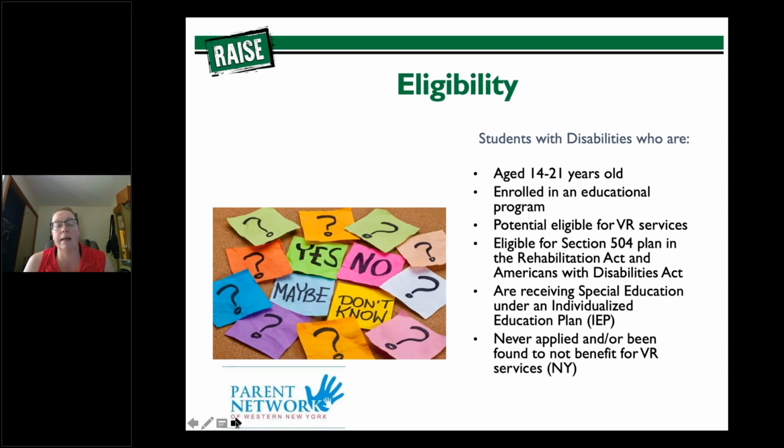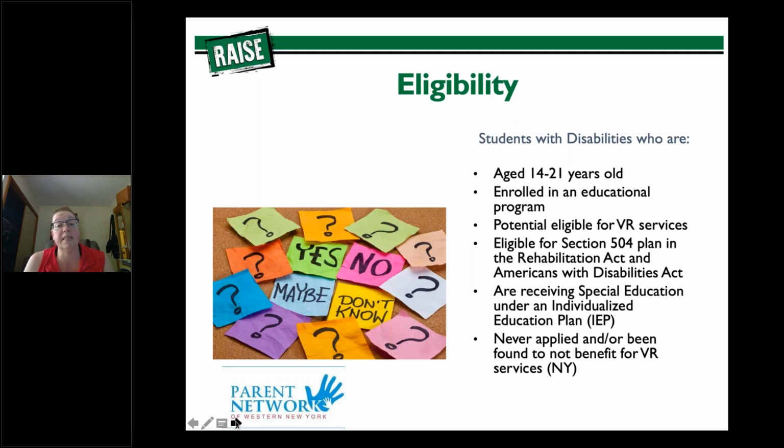So how is someone eligible for Pre-ETS services? It must be a student with a disability. They range between the age of 14 and 21 years old. They must be enrolled in an educational program. And if you're between 14 and 21, that could be school, it could be college, as long as you are actively enrolled in some type of education program.